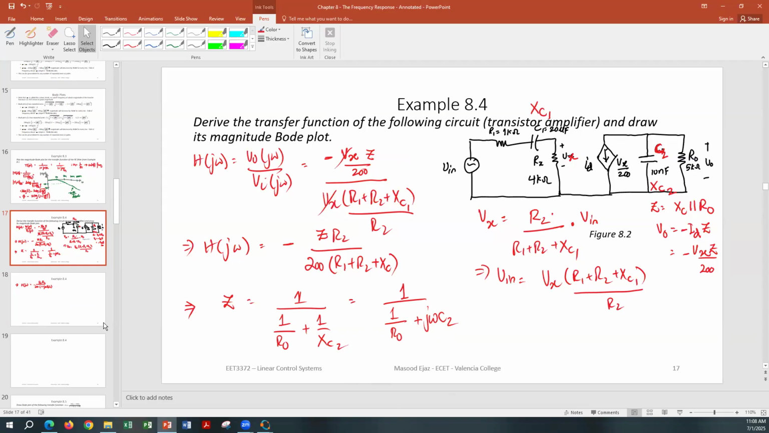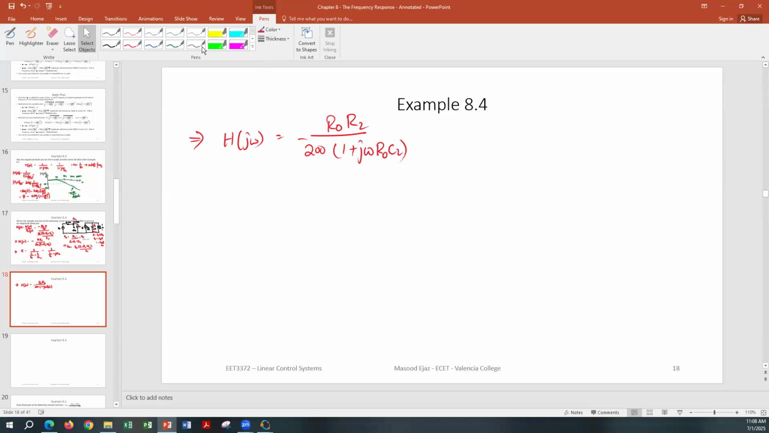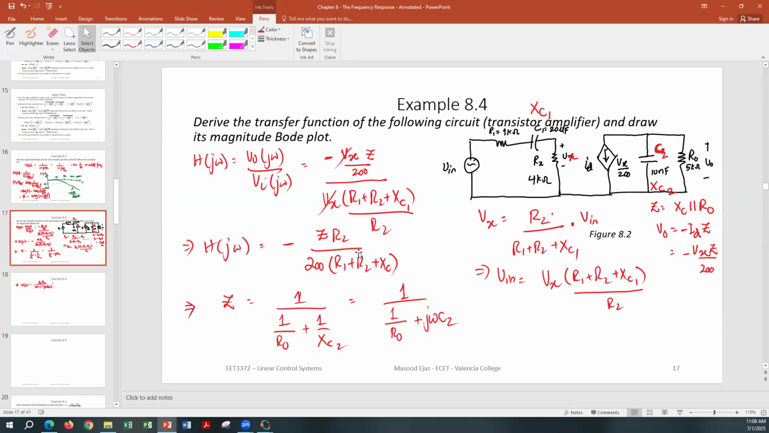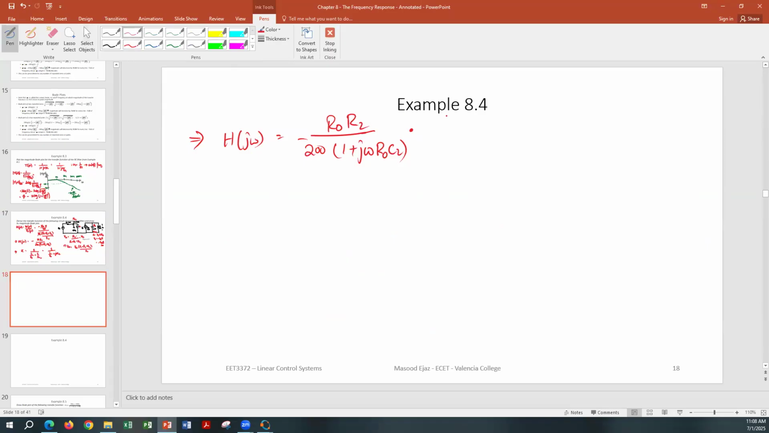Negative 200 R1 plus R2 plus XC. And times 1 over R1 plus R2 plus XC, 1 over j omega C.